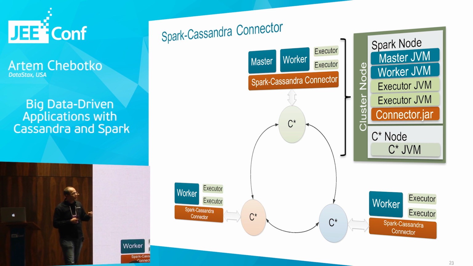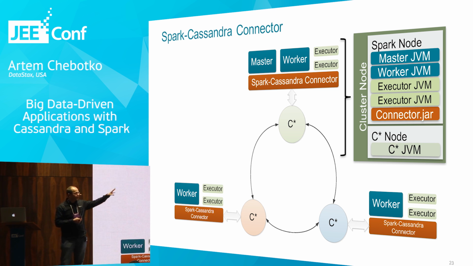We have 3 physical cluster nodes here. On each cluster node, we have a Spark node deployment and a Cassandra node deployment. So you can see different JVMs. One of them will be the master JVM, which is usually lightweight. There is a worker JVM, but the most important will be the executor JVMs. They are going to do the real computation that can be expensive. And there is a Cassandra JVM as well.